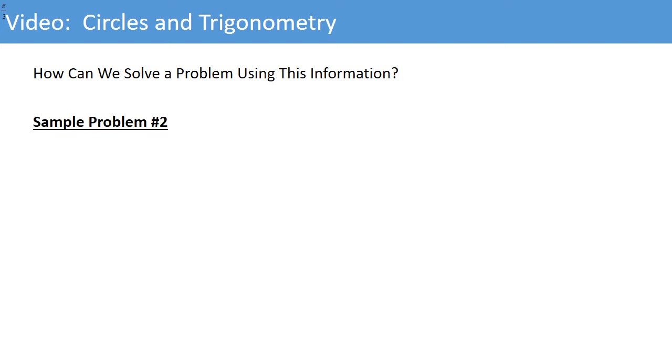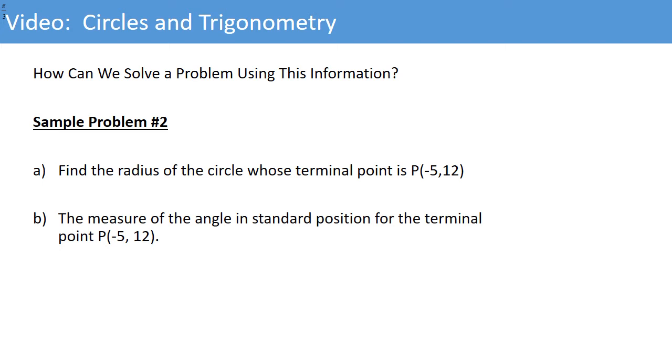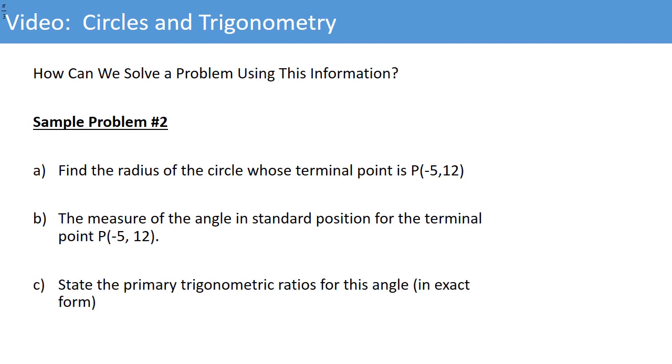Now, here is another question. Let's try it. Find the radius of the circle whose terminal point is P at -5 and 12. Then find the measure of the angle in standard position for the terminal point P, -5 and 12, and then we want to state the primary trigonometric ratios for this angle in exact form. This is almost the same as the sample problem number 1, but there are a few little differences. Let's explore.